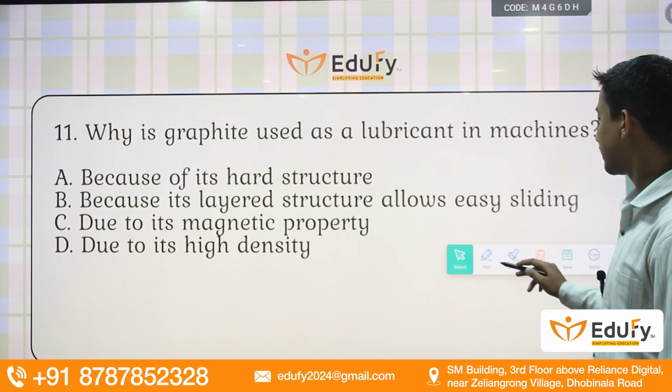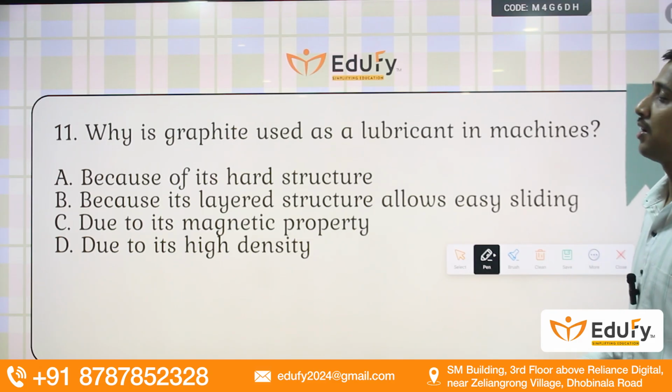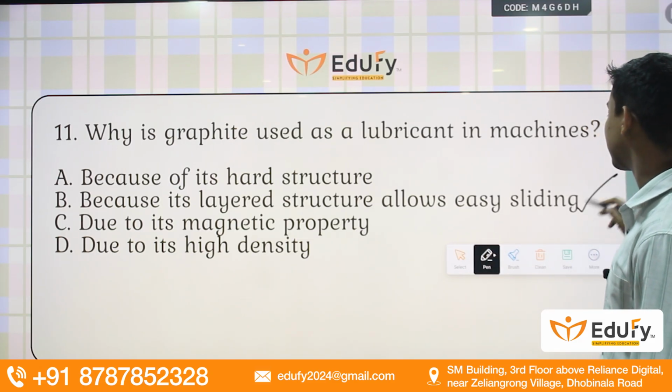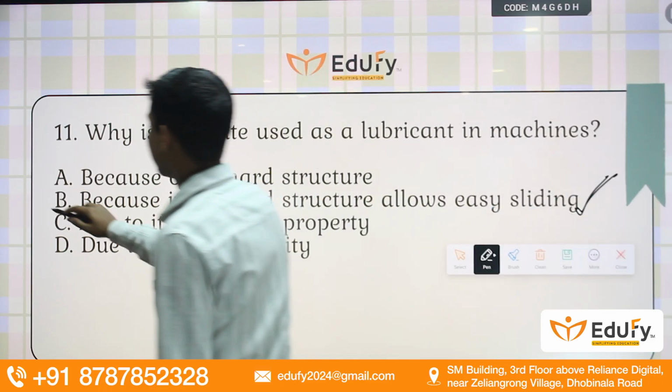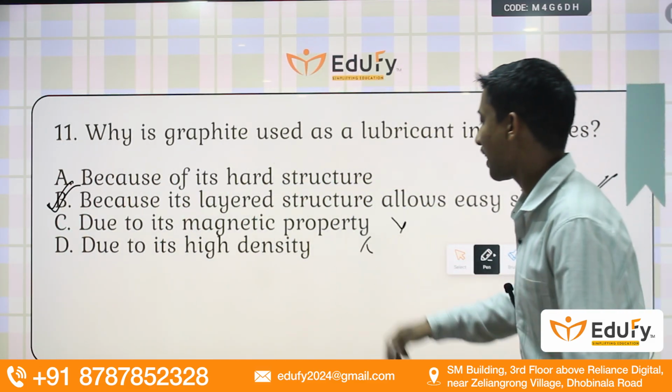Why is graphite used as a lubricant in machines, guys? Because of its hard structure? No, because of its layered structure that allows easy sliding. So that is the correct option. Due to its magnetic property? No. Due to its high density?